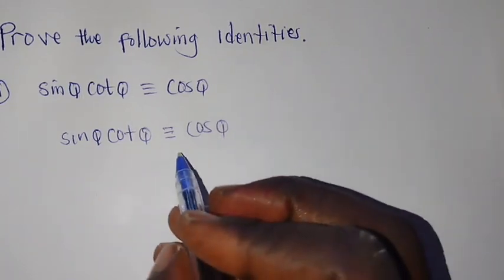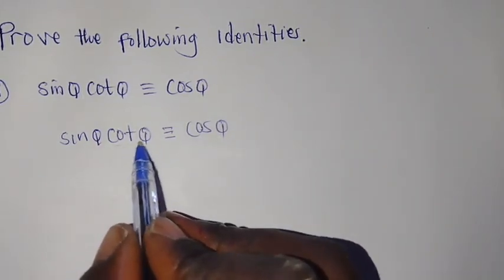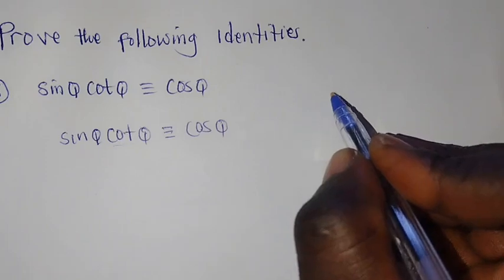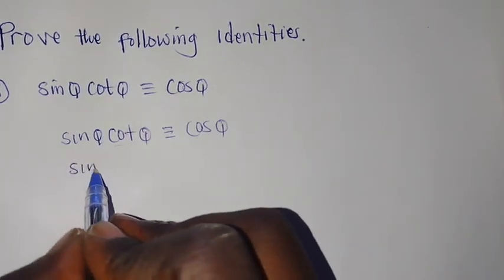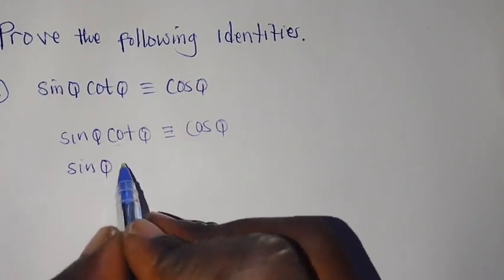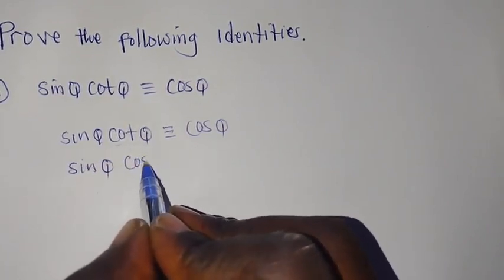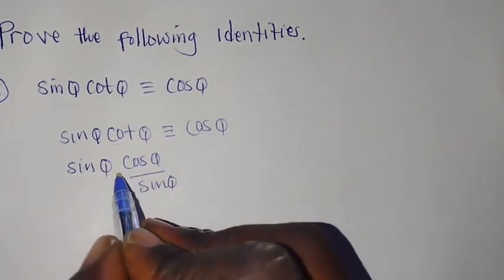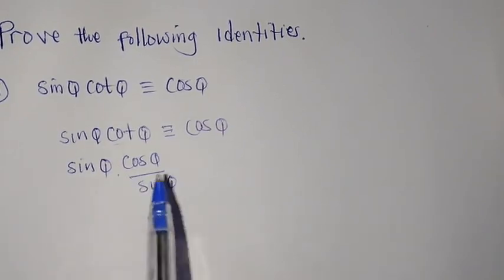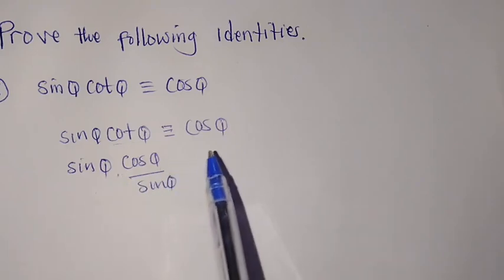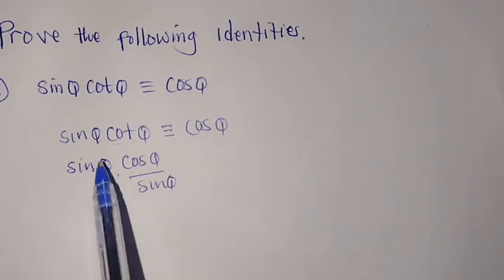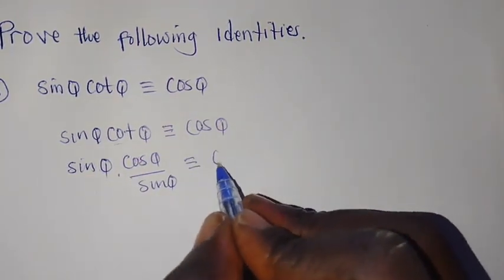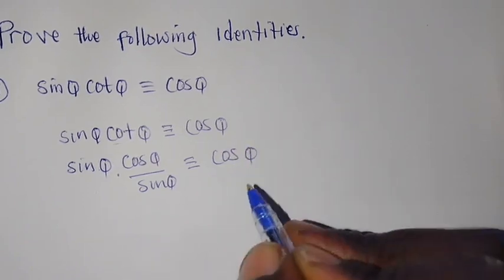So now from here, you take a look at this identity. We have cot theta. For cot theta, we must know that it gives us the identity cot theta equals cos theta over sin theta. So in this case, I'm using the left hand side to prove the right hand side. Here we are multiplying this and this. I want to see if it will be equal to the right hand side where we have cos theta.